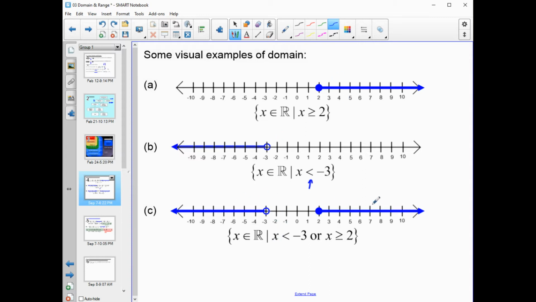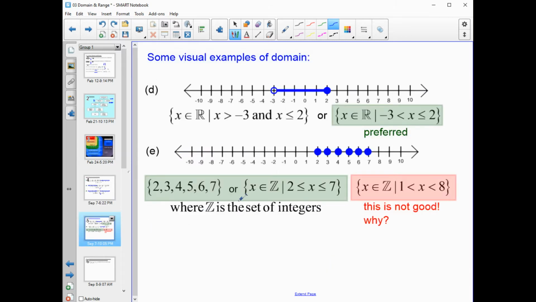A slightly more sophisticated domain would include both of those. If I put both of those together on the same number line, notice that the way that I've joined them is using the or. I'm basically saying it can meet this first condition, which is everything to the left of -3, or it can meet the second condition, which is everything to the right of +2, and it also includes +2 because of that equal sign.